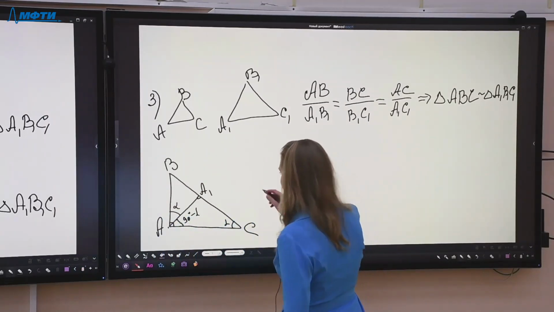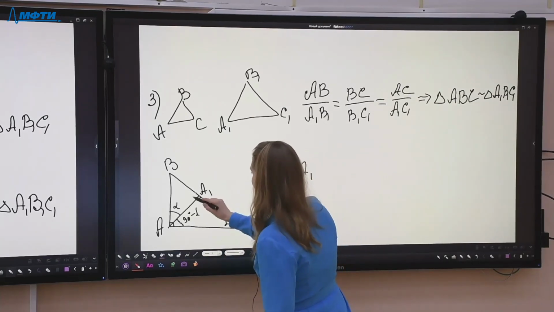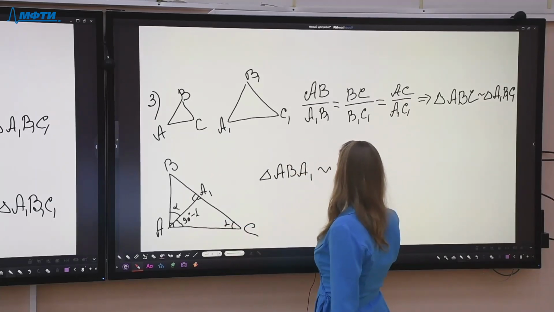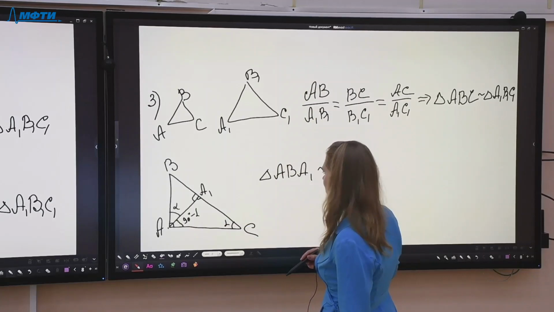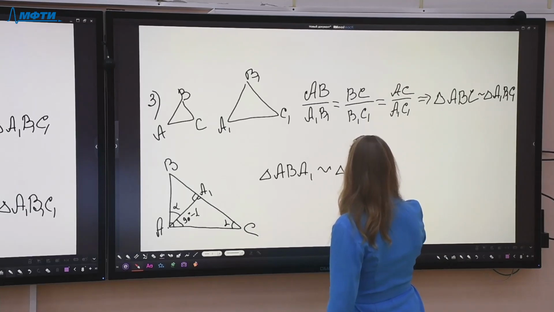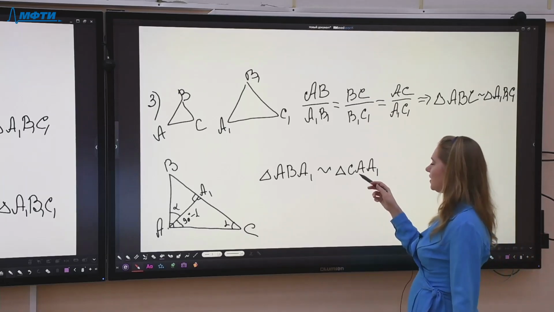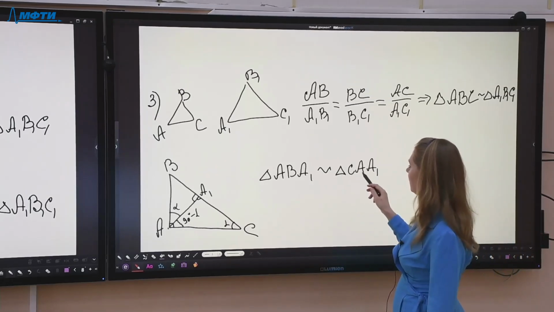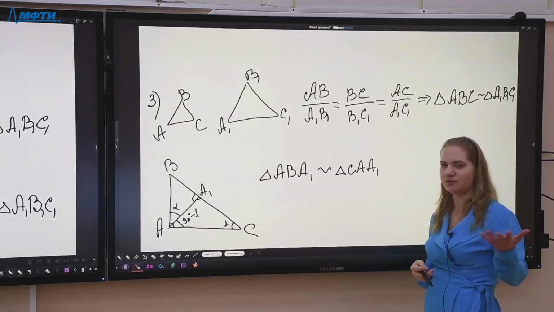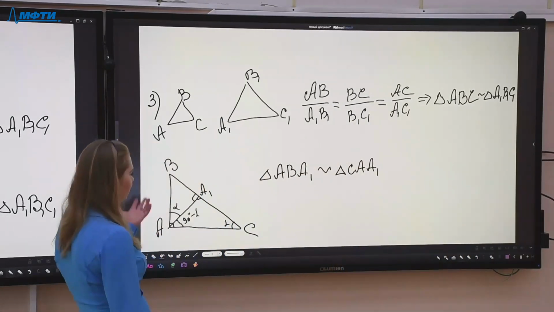We have that triangle ABA1, where one angle is a right angle and one angle is alpha, is similar to triangle CAA1, right? Because angle A and angle C are congruent, and angles at A1 are congruent because they are two right angles. So we use the first case of similarity.